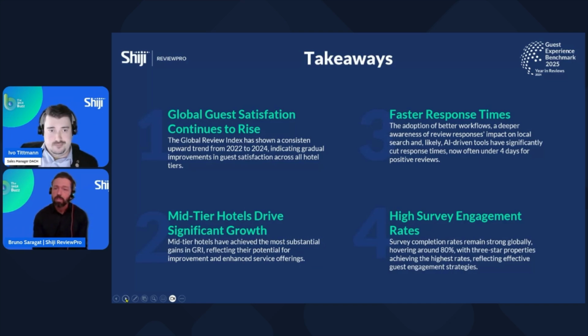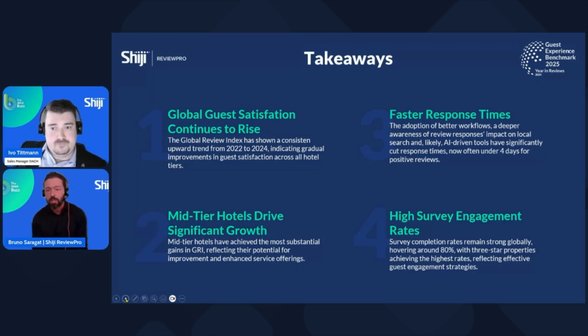The third is the fact that there are faster response times, which is an impressive trend that has been ongoing for the last 3 years. And surely with the adoption of AI-driven tools, we will see that this trend will keep improving.